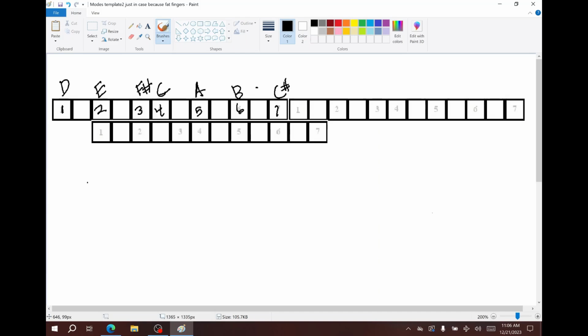It does not mean it's D Dorian. It doesn't mean it's D minor. There's a lot of context that goes into that. So with that being said, let's continue.